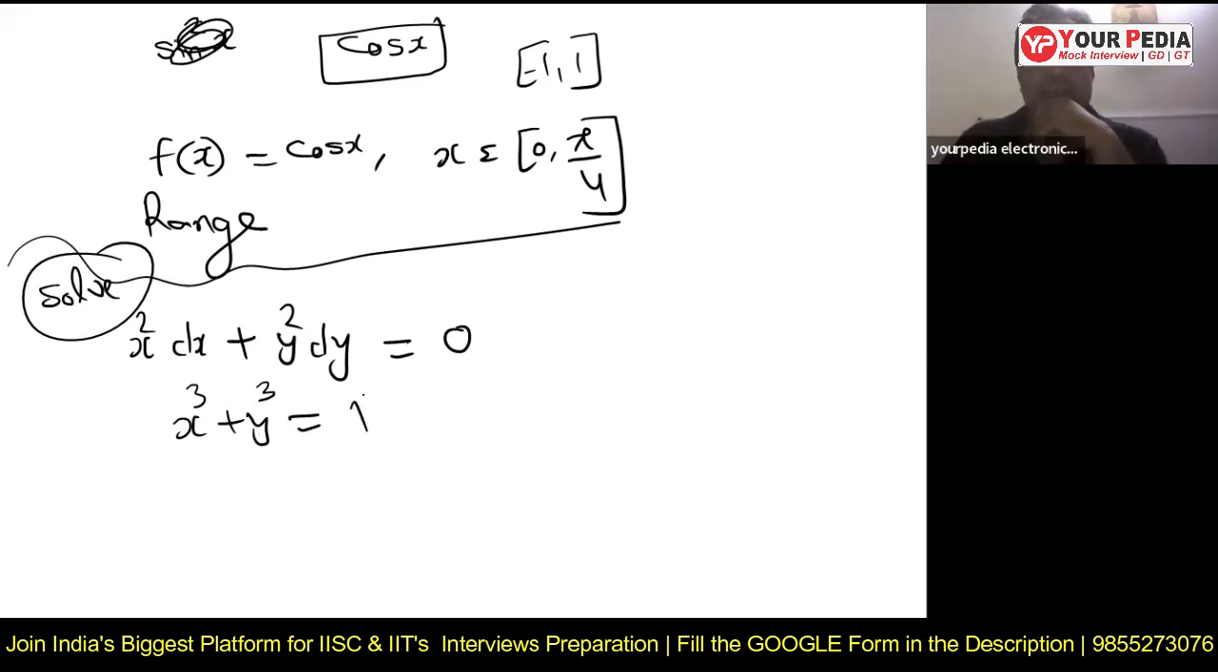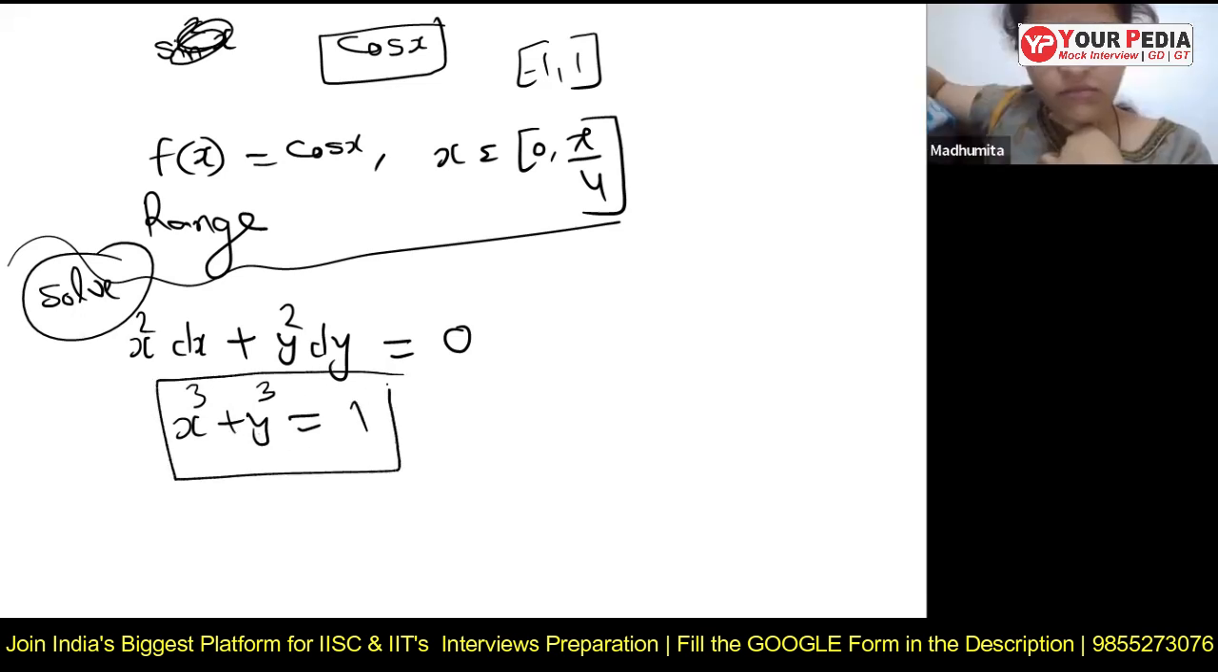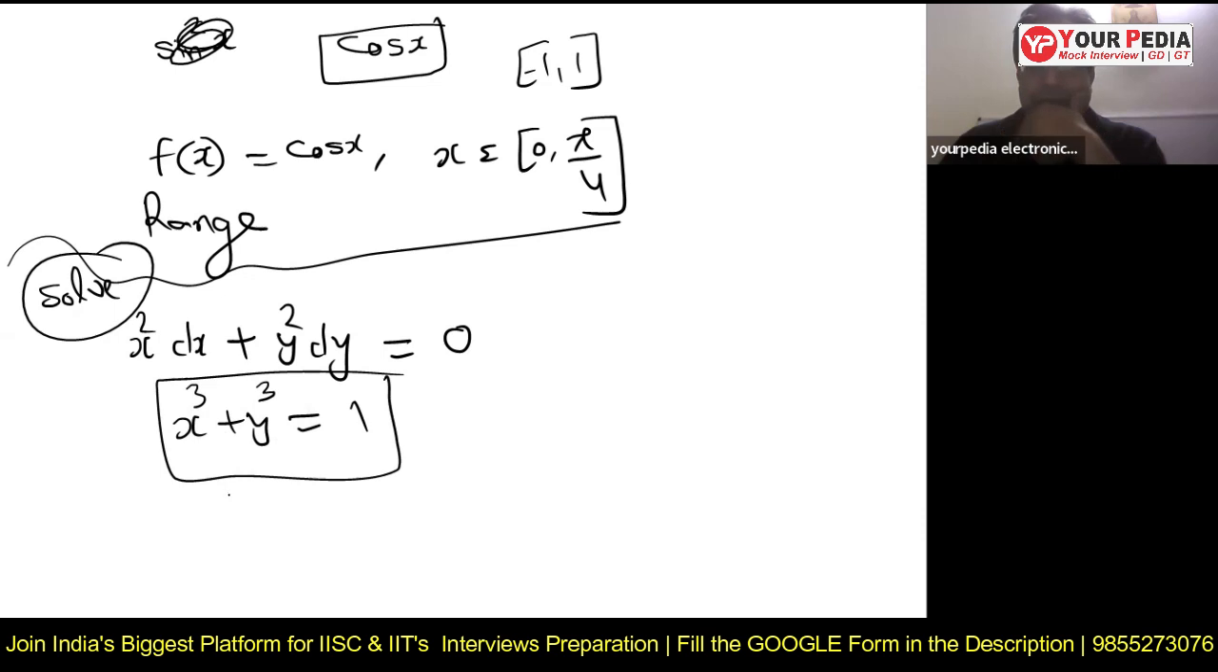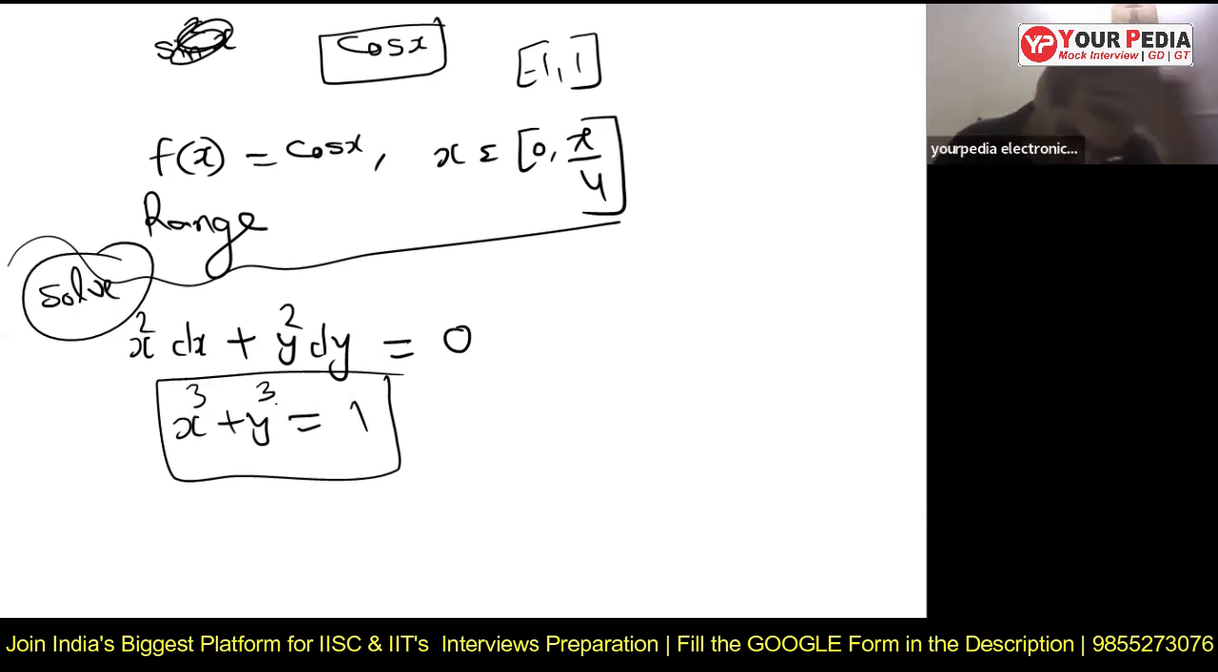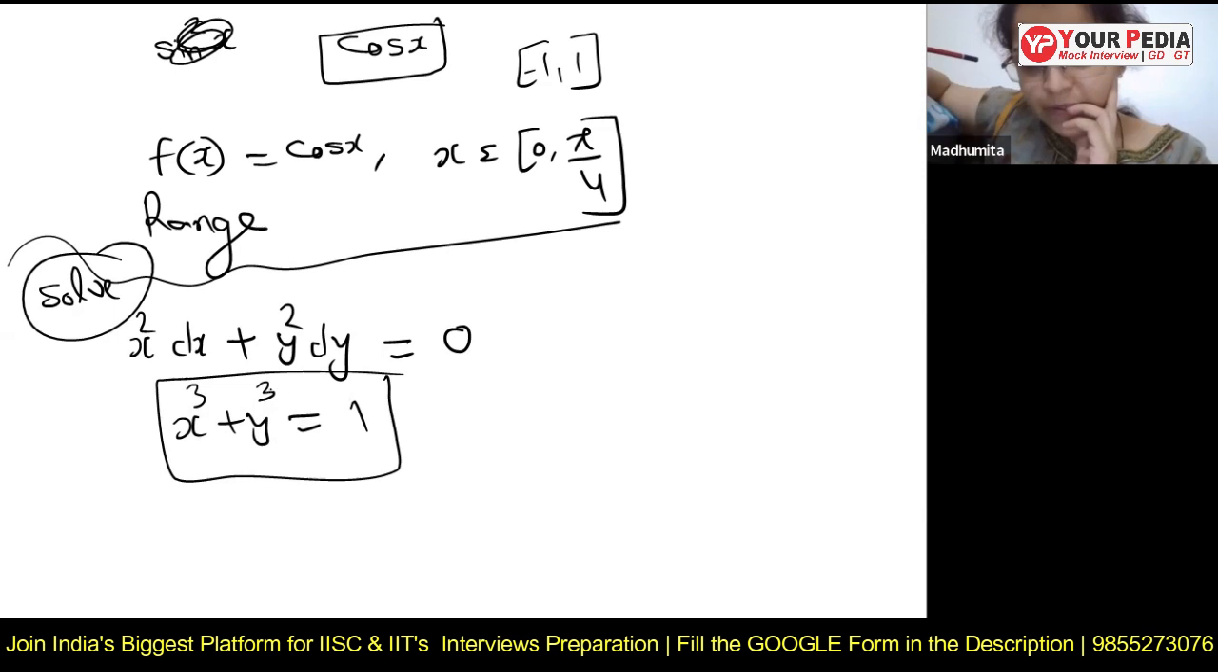Okay, suppose I take 1 equal to 1. x cube plus y cube by 3. Now, we have this curve, right? Suppose I have taken some value of c. I have taken c equal to 1 by 3. So we have this curve.